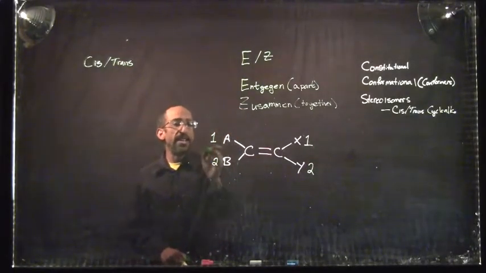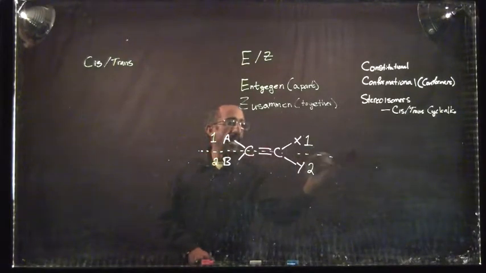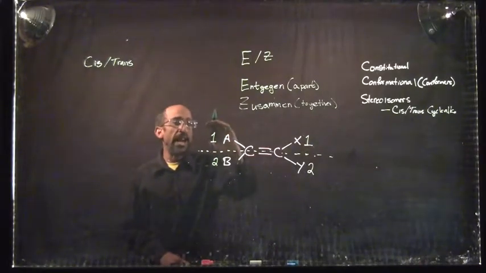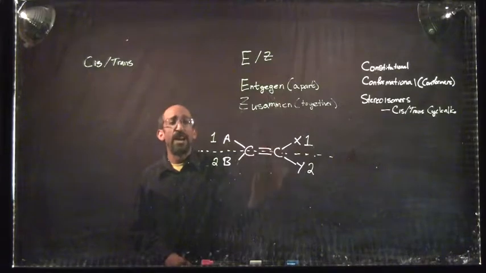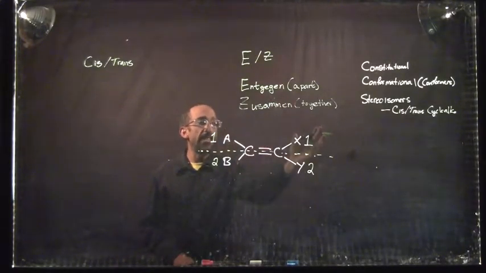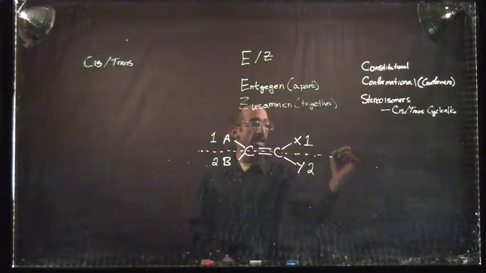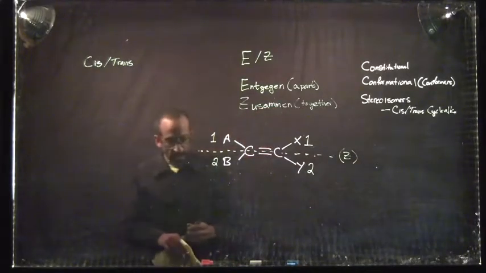And what we'll see then is if we imagine a plane dividing the alkene top and bottom, in this example we have the highest priority groups on the same side of the alkene. So here, right, A has higher priority, X has higher priority, they are on the same side. This example would be a Z alkene.